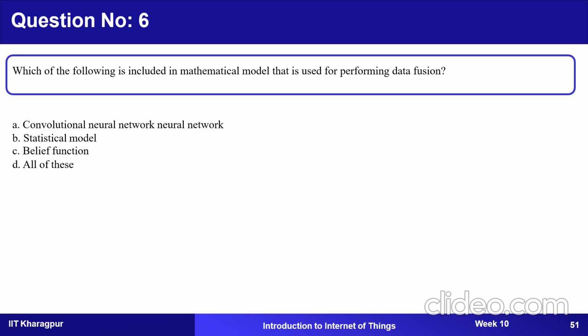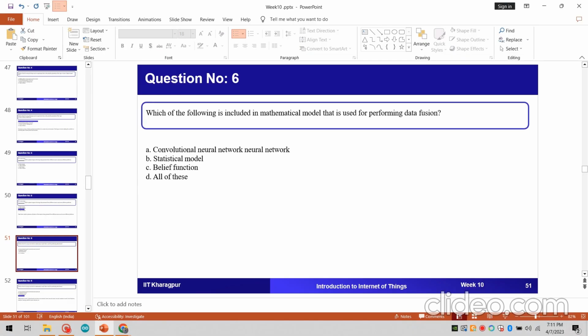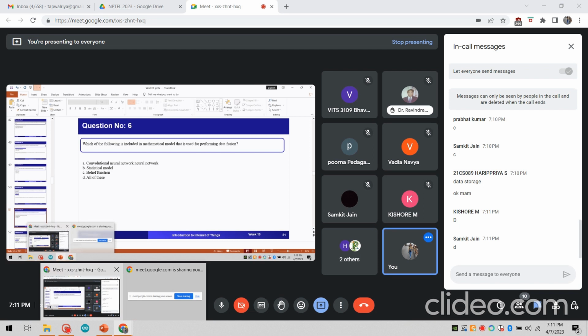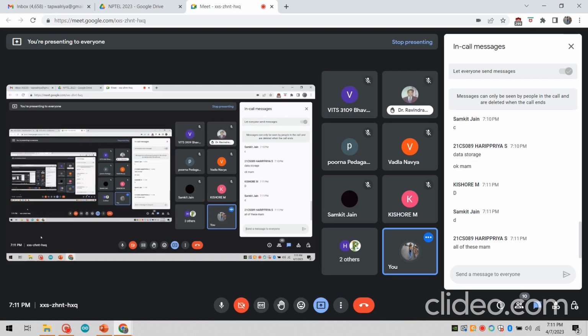Next question is, which of the following is included in the mathematical model that is used for performing data fusion? Options are CNN, convolution neural network, statistical model, belief function, all of these. D, all of these.